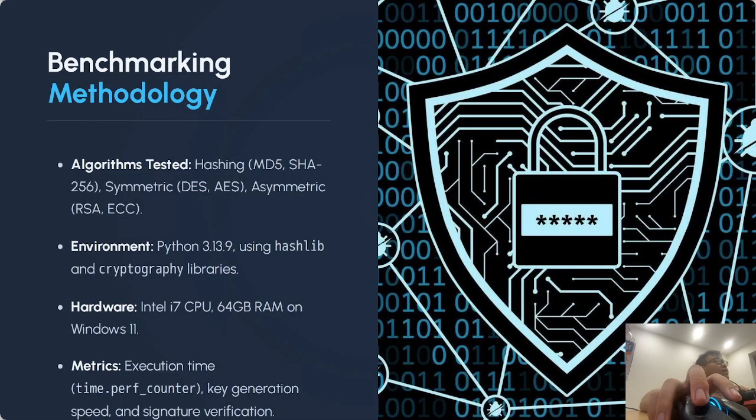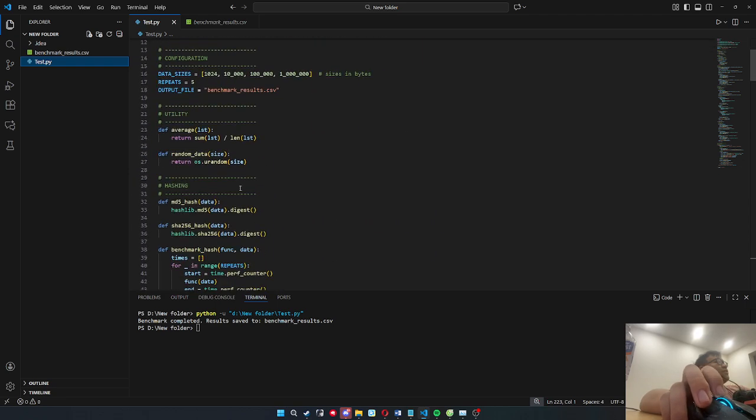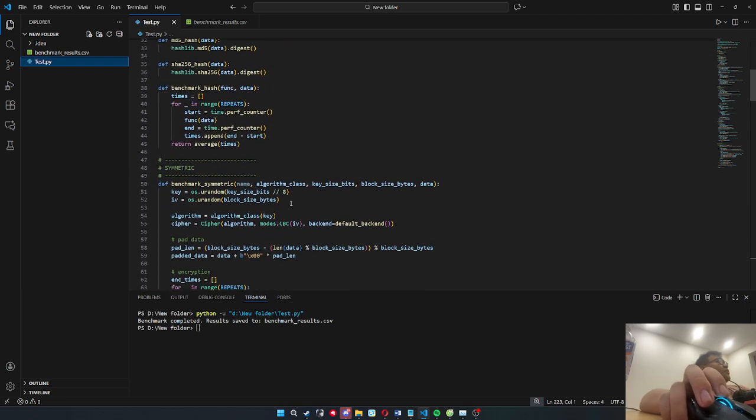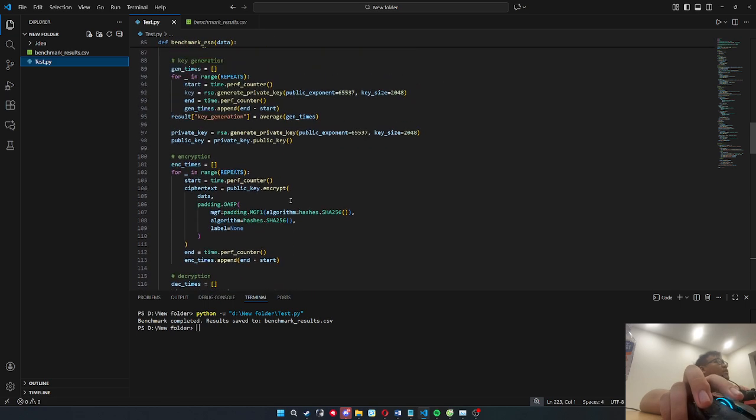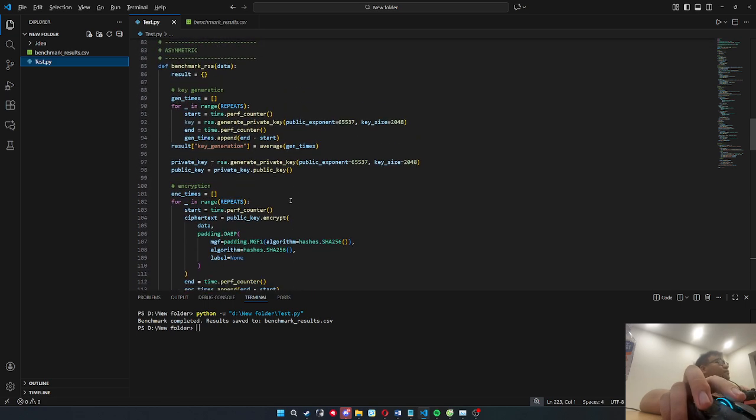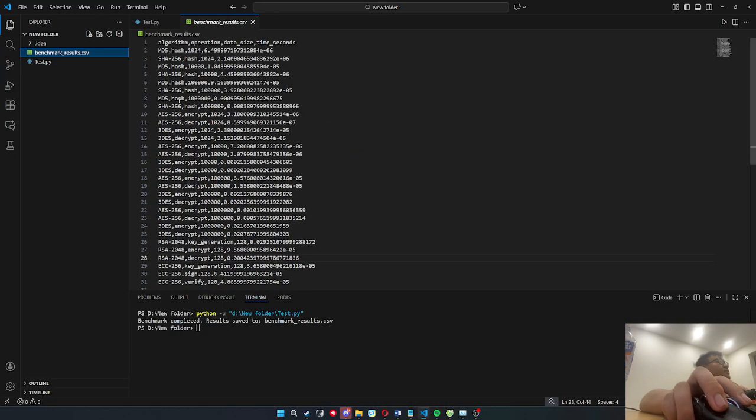To analyze these algorithms objectively, a benchmarking environment was set up using Python on my PC. We tested three categories. First is hashing, second is symmetric encryption, and finally asymmetric encryption. We measure execution time for operations like encryption, decryption, and key generation to get real-world performance data, and then put it in a CSV.